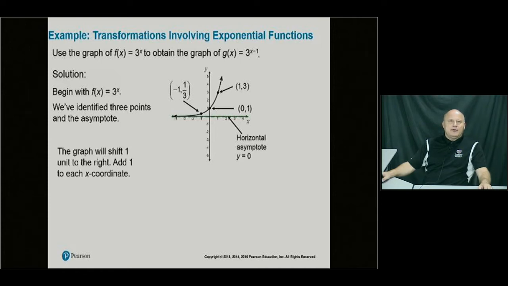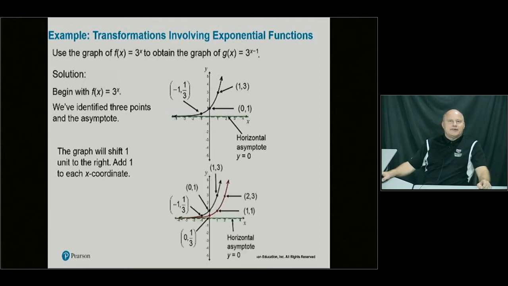Now what we're going to do is we're going to shift it 1 unit to the right. Why is that? Because we remembered in transformations back in the previous section, when you have an x minus 1, that is a horizontal shift to the right. We learned that in transformations. So you take the x coordinates on each one of those points in that picture and add 1 to them.